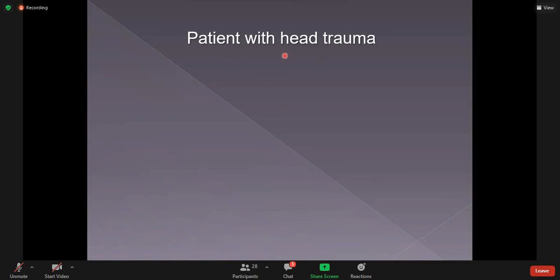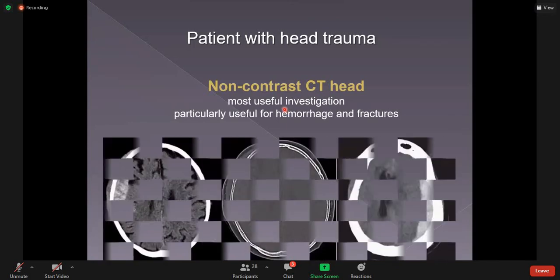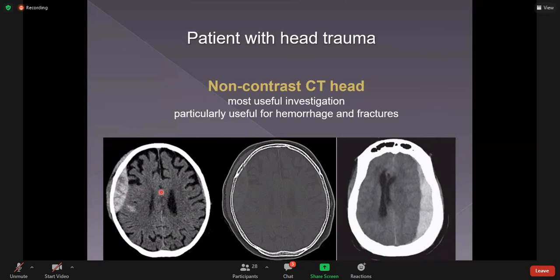If the patient came with head trauma in the ER, what will be the investigation? CT. Plain CT, non-contrast CT, because it is the most useful investigation. It is available everywhere, and particularly useful for hemorrhage and fracture, because fractures are easily seen on the CT rather than on the MRI. And acute hemorrhages are very well seen on the CT as hyperdense. So these are certain cases of the CT.